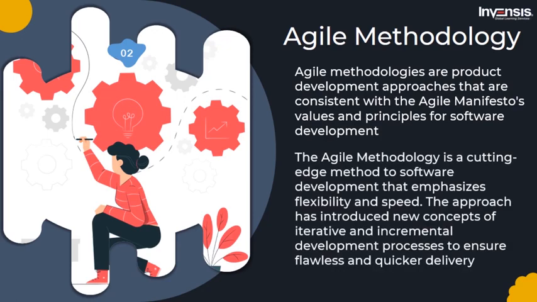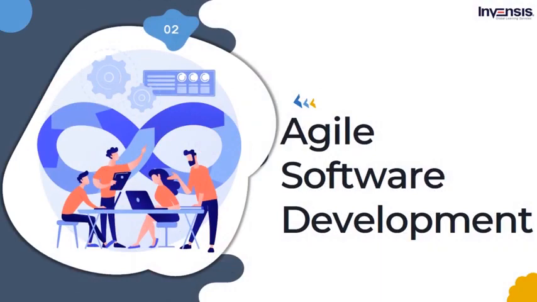The Agile methodology is a cutting-edge method to software development that emphasizes flexibility and speed. The approach has introduced new concepts of iterative and incremental development processes to ensure flawless and quicker delivery. It follows a standard development process from requirement collecting to design, development, testing, deployment, and maintenance. On the other hand, the Agile technique modifies the strategy at each stage. Now that you guys got an idea of Agile methodology, let us now look into the Agile software development.